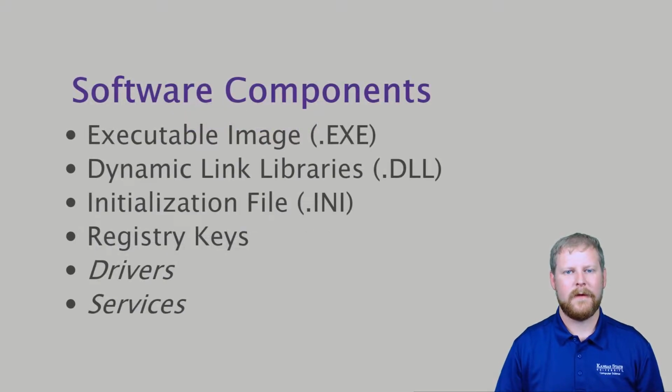Software on Windows typically consists of several components. First, you'll have the actual executable itself as a .exe file. It may also have several dynamic link libraries, or DLLs, that it uses. A DLL is simply a shared library of code that can be used by other programs or updated without changing the executable file itself. There could also be settings files such as initialization files, or settings stored as registry keys in the Windows registry. Finally, depending on the software, it may also install drivers and services as well.